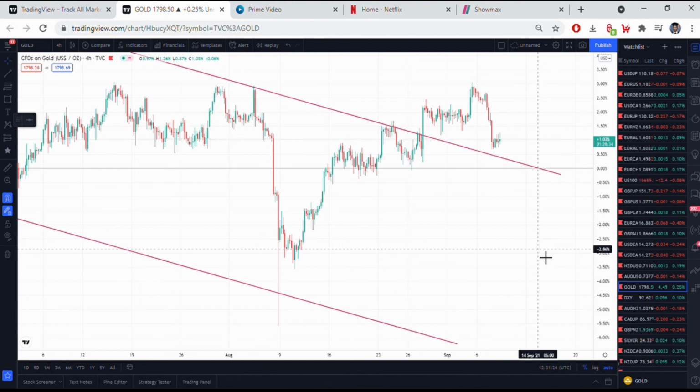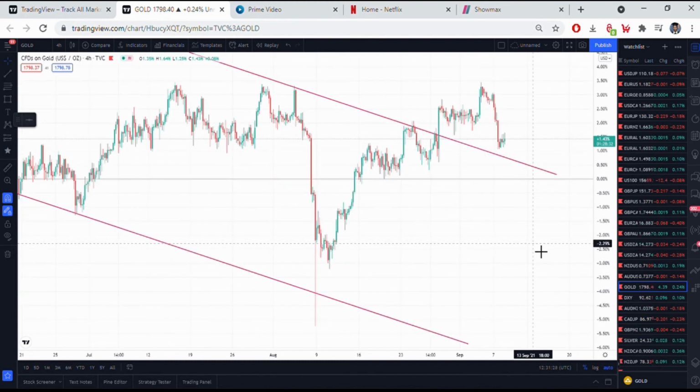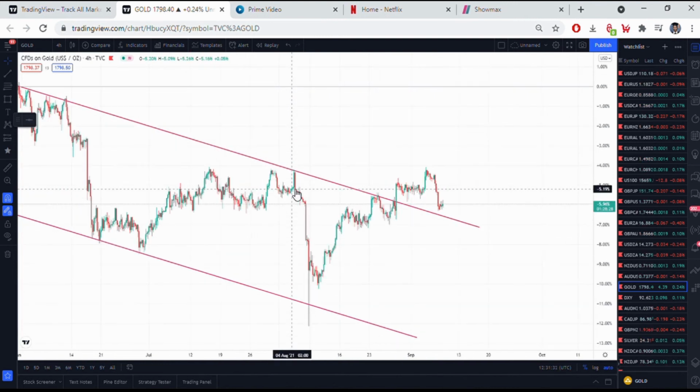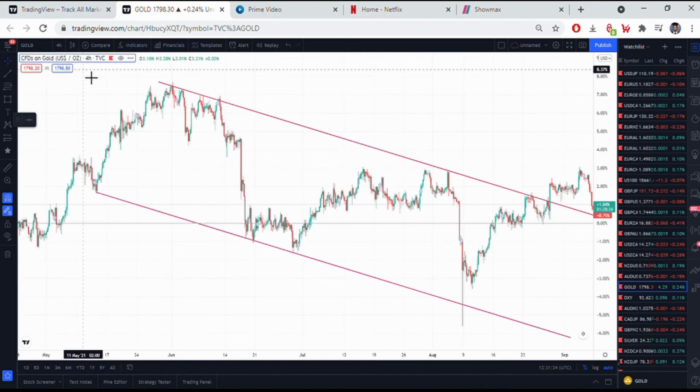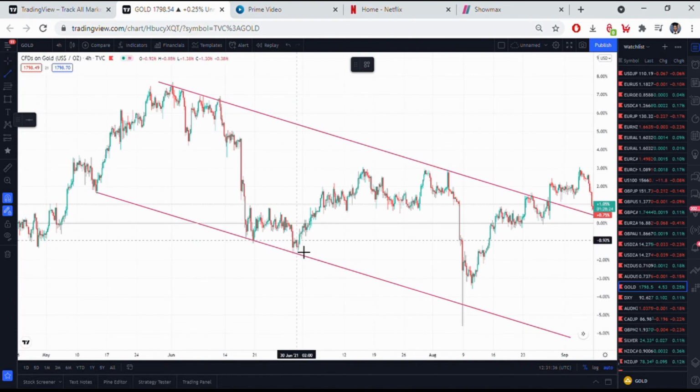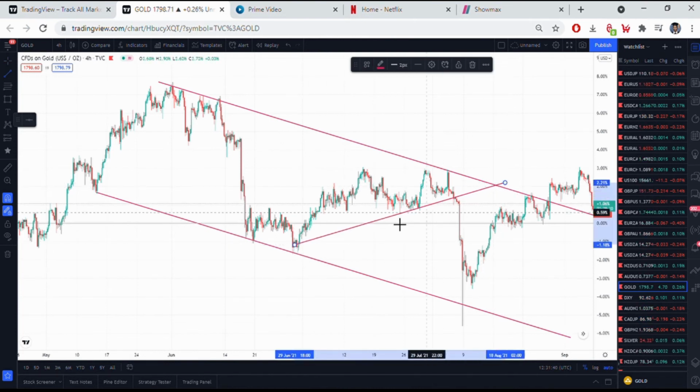All right. Now what I'm doing now is that I'm going back into the channel and analyze the channel within the channel. Now if you can see here, this is a corrective move just pushing up. There's a channel within a channel here.